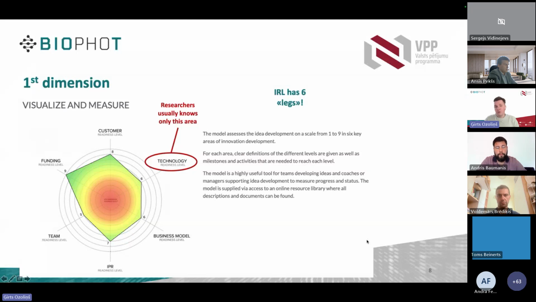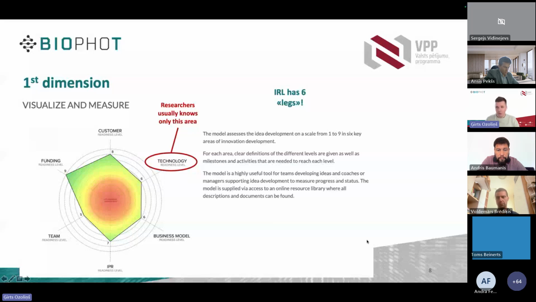What is important to understand is that mostly we, researchers, you also, all speak about technology readiness level, which we usually know the best. But in technology commercialization, you need to think about other aspects and topics, and this method gives you 5 additional aspects to think about. It has like 6 legs, so technology readiness level is only one of the 6 legs.